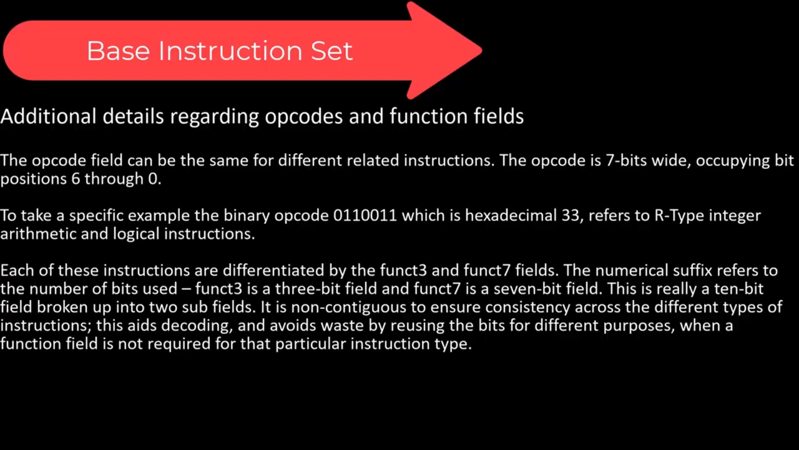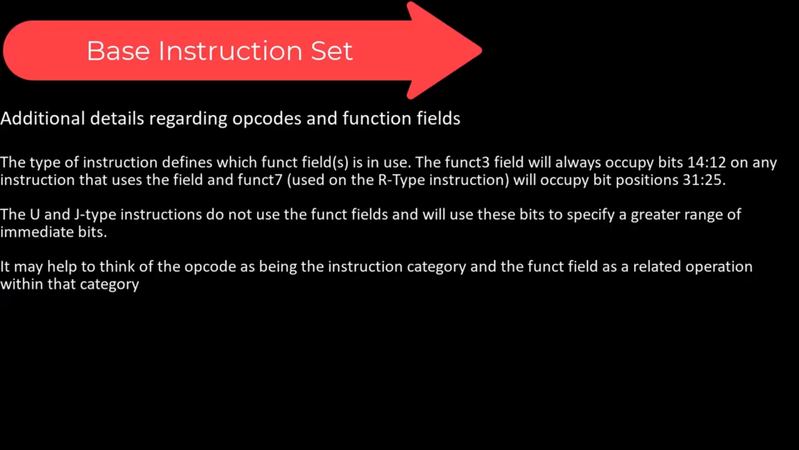The numerical suffix refers to the number of bits used. Funct3 is a 3-bit field and funct7 is a 7-bit field. This is really a 10-bit field broken up into 2 subfields. It is non-contiguous to ensure consistency across the different types of instructions. This aids decoding, and avoids waste by reusing the bits for different purposes, when a function field is not required for that particular instruction type. The type of instruction defines which funct field is in use.